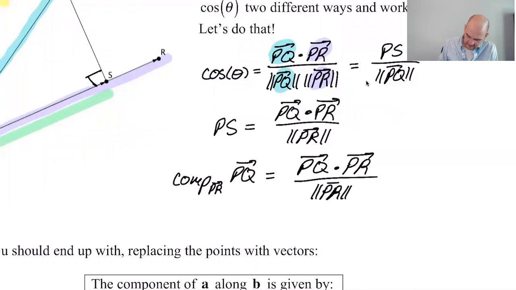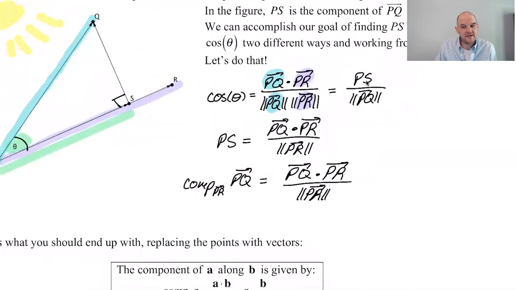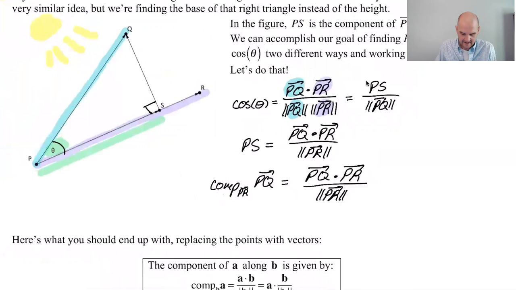So now you might be looking at this and thinking to yourself, isn't PR over the magnitude of PR just a unit vector in the direction of PR? In fact, it is.